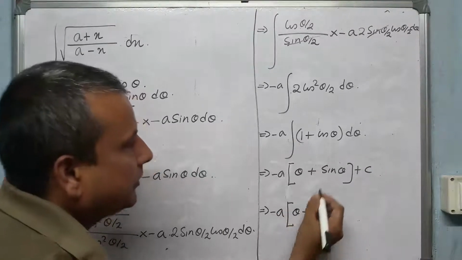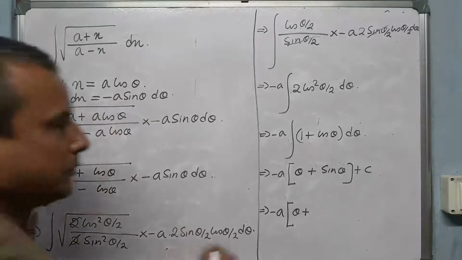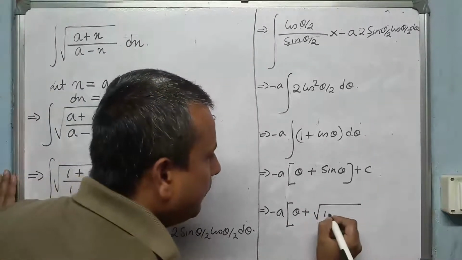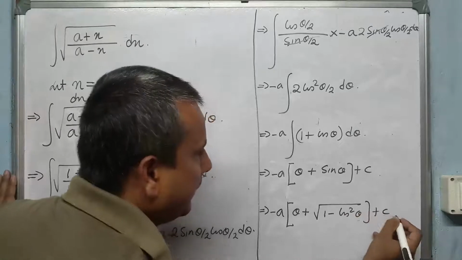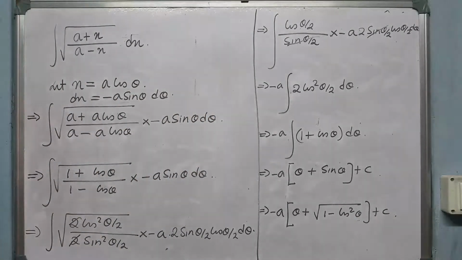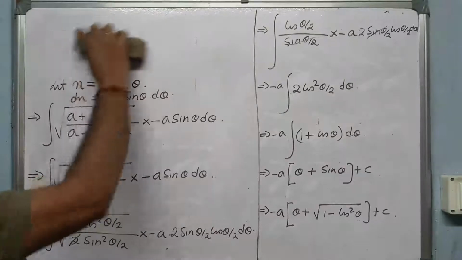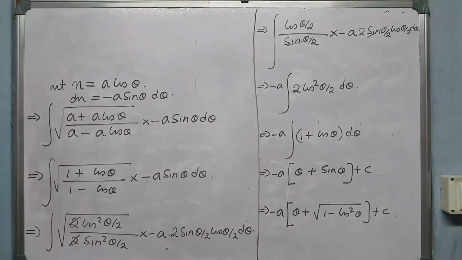Afterwards I'll substitute. First I'll convert the sin in terms of cos. Sin θ means under root 1 minus cos square θ plus c. Now first take a screenshot of this, then I'll continue. Now I'll rub these things. Now from this relation, what will be the value of θ? Cos θ.